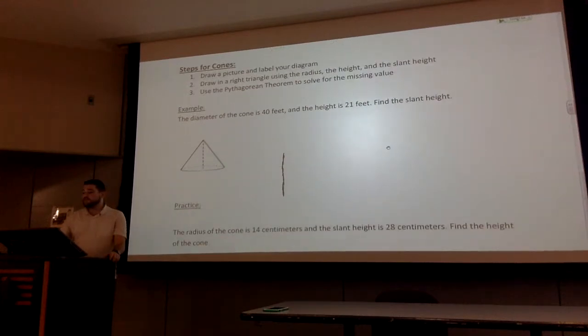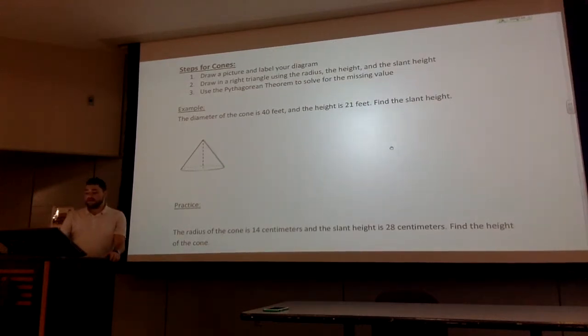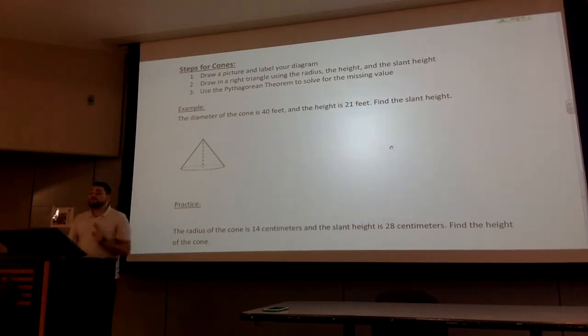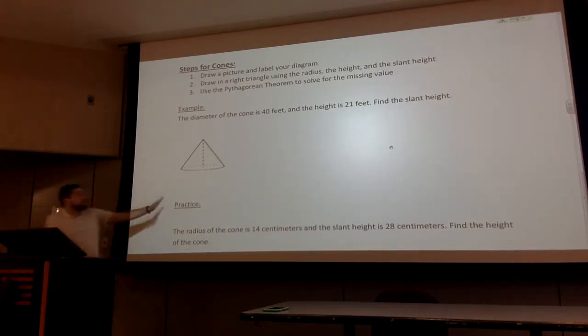The steps for cones are very similar, except they're a little bit easier than finding the diagonal of a box. So we still have to draw a picture and label the diagram, and then we're going to draw in a right triangle using the radius, the height, and the slant height, and then use the Pythagorean theorem to solve for the missing side. So here we have a cone whose diameter is 40 feet and the height is 21 feet.